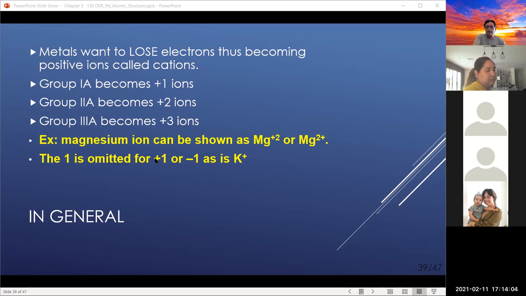It's understood, for example, that if you just write the plus, it's understood to be a 1, just like in mathematics. So you don't have to put a 1, be it positive or negative. You just put the plus or the hyphen in general, unless there's a multiple charge like +2 for magnesium. Now, whether you write it +2 or 2+ makes no difference. It's the same thing.